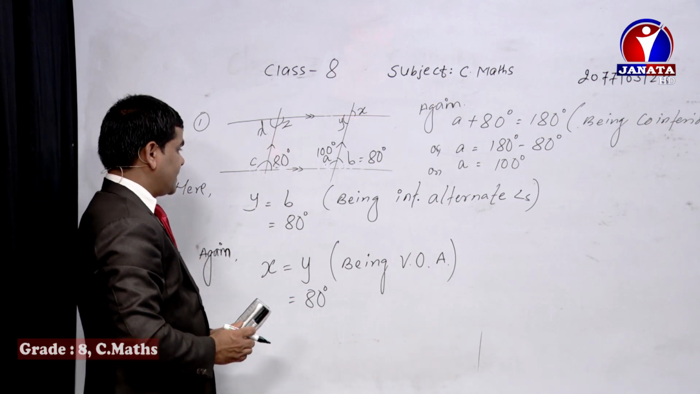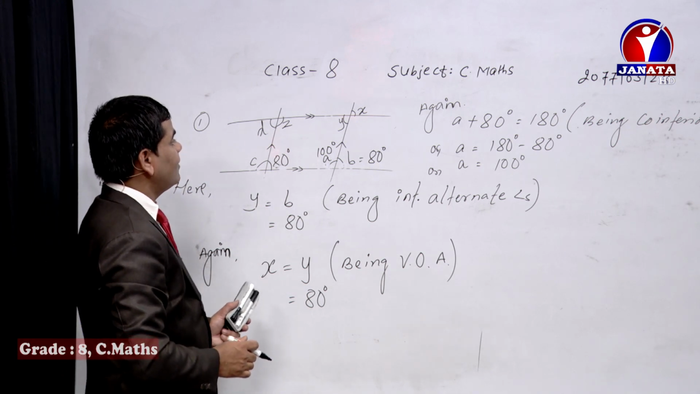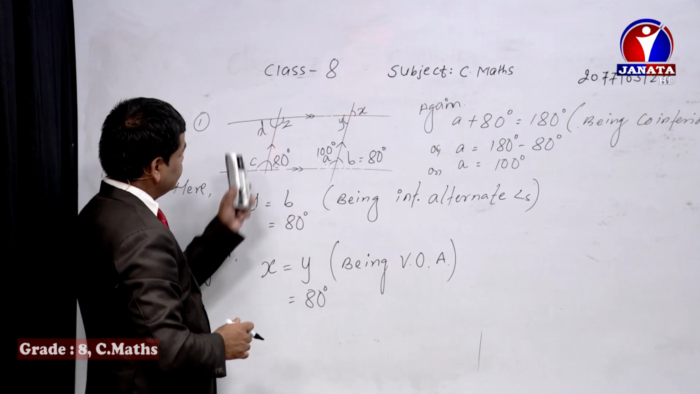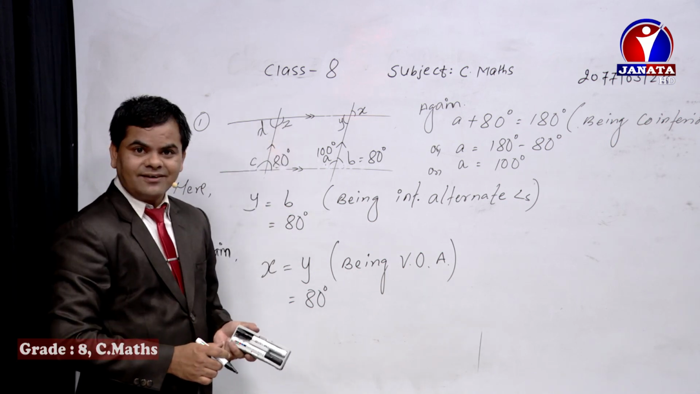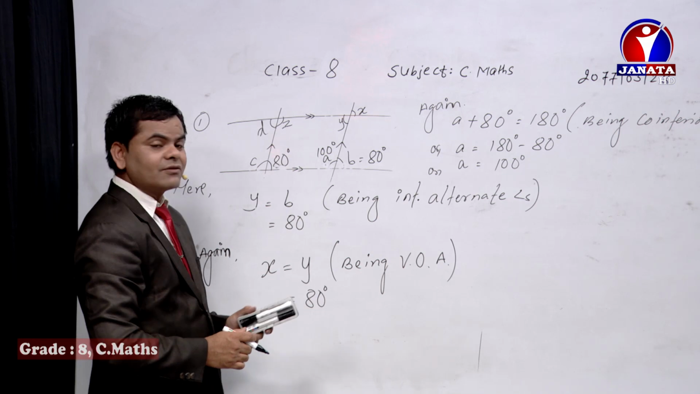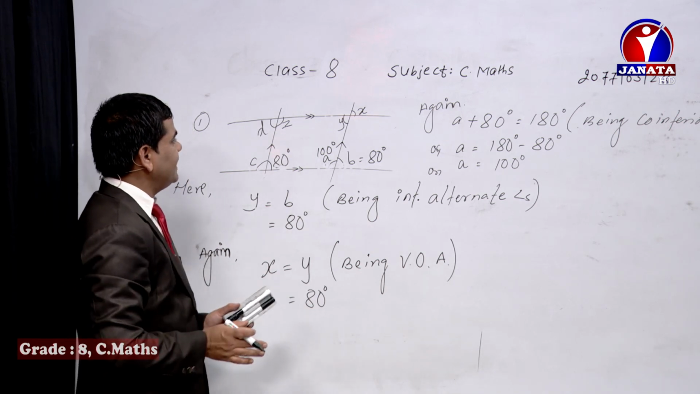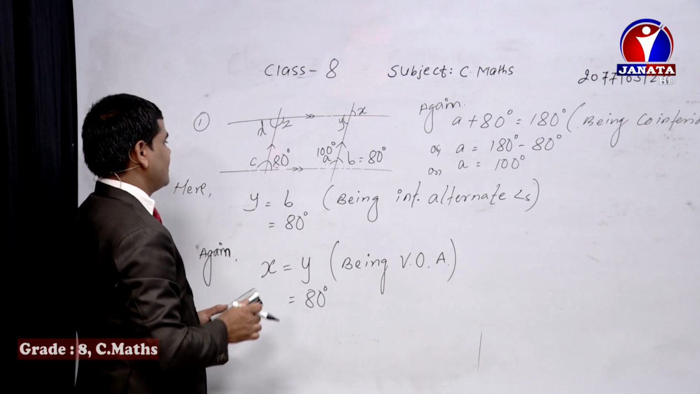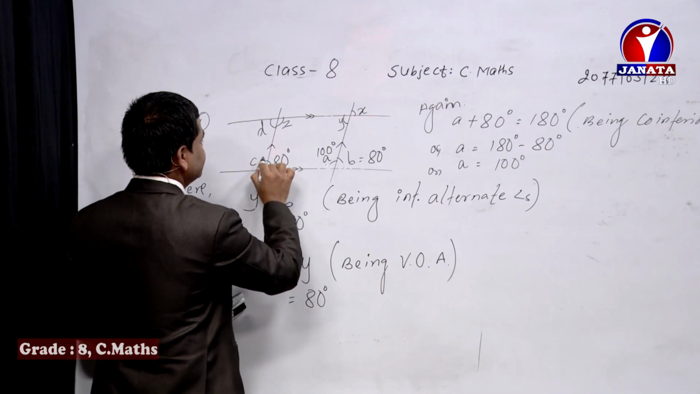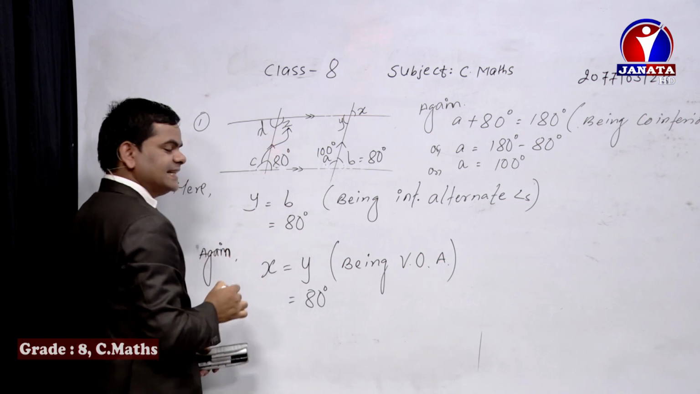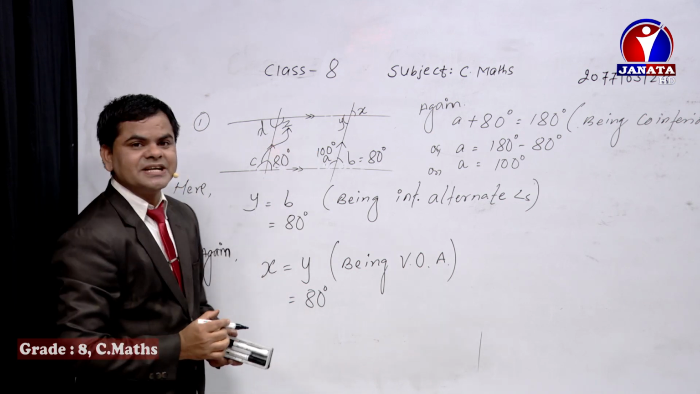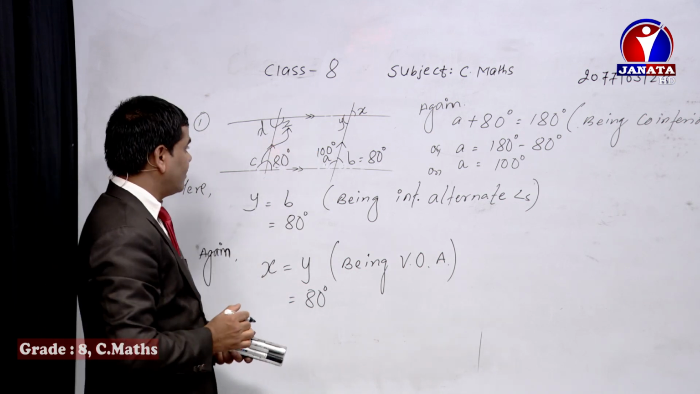Now dear student, which one is left? Now it is the turn of z. It is the turn of finding out the value of z. And if you see, dear students, there are so many ways to find the value of z. One is you can make an interior alternate angle with this c. C and z are equal to each other because they are interior alternate angles.